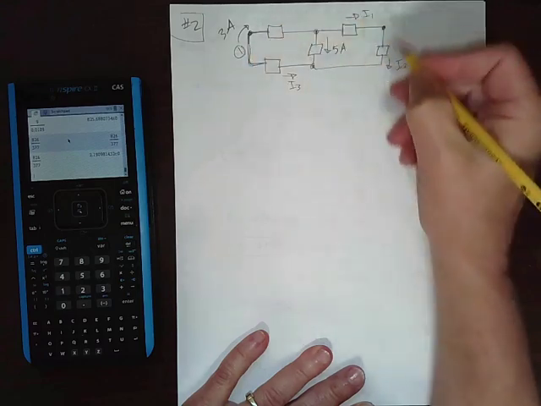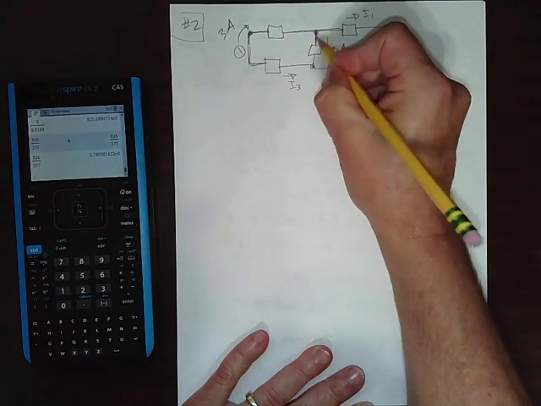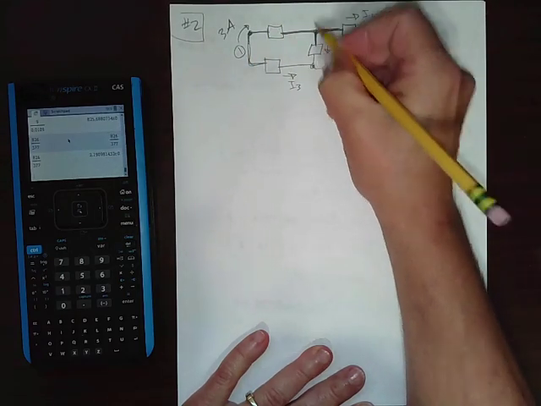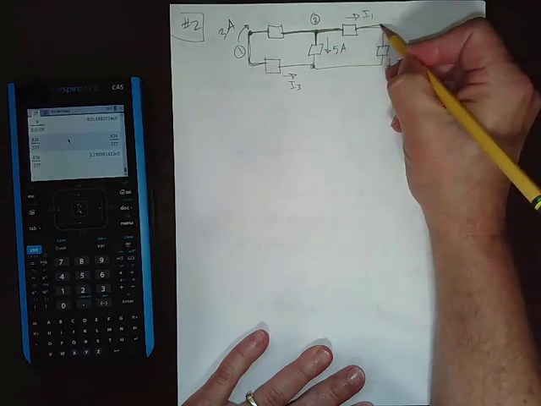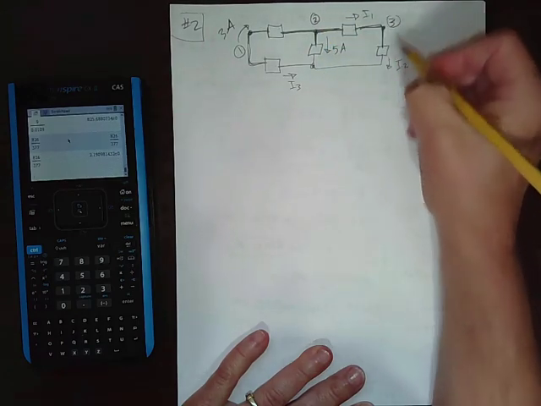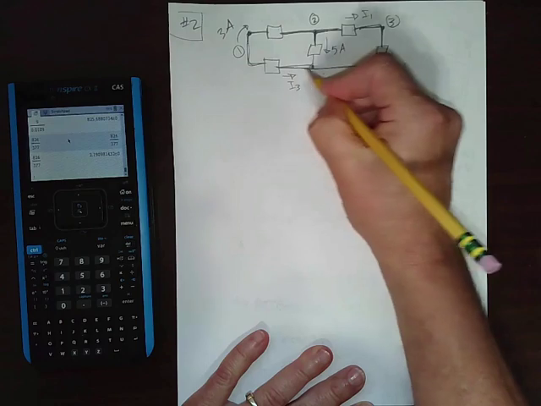Let's just call this node 1. And then let's say all this wire is kind of a T-shape because it's connecting 3. Let's call that node 2. Here's node 3. And then here's node 4.